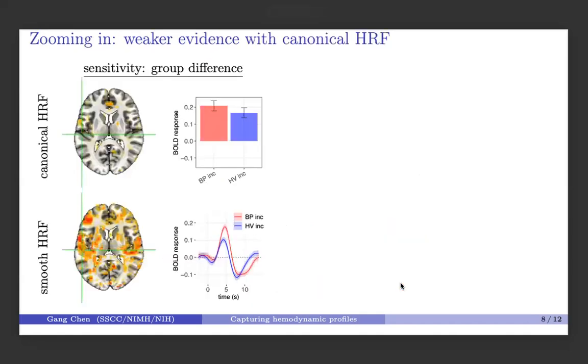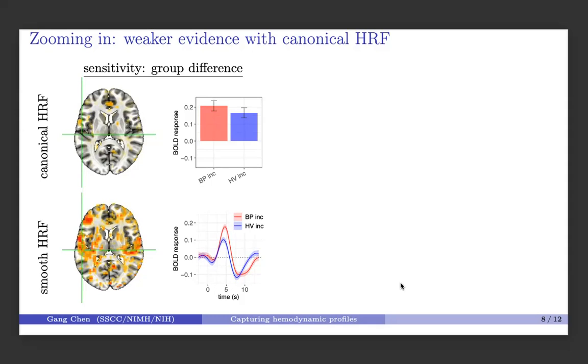But let's zoom in to take a closer look at two scenarios. In the first scenario, we focus on comparing the two groups under the incongruent condition. In the first column on the left-hand side, you can see that for the overall group comparison under this incongruent condition, the smooth HRF approach is much more sensitive. But if we look at this focal point, the crosshair, we can compare the two approaches more specifically at this particular voxel in the insula.